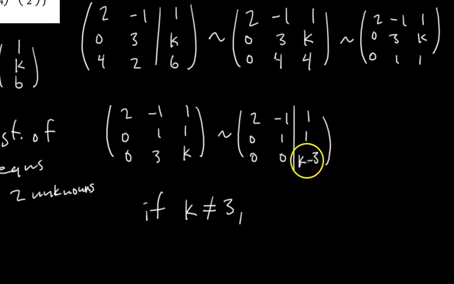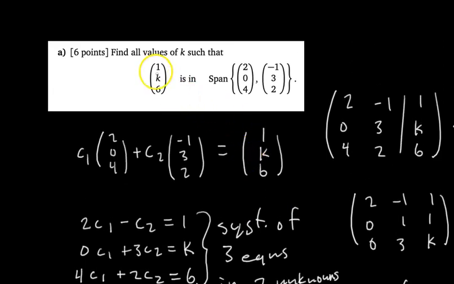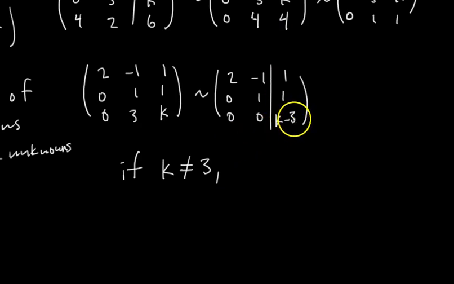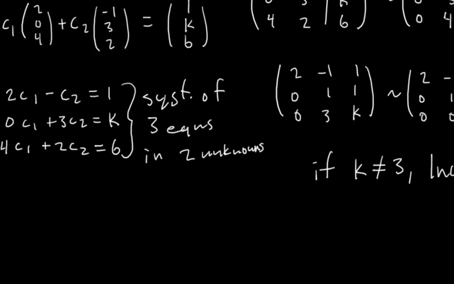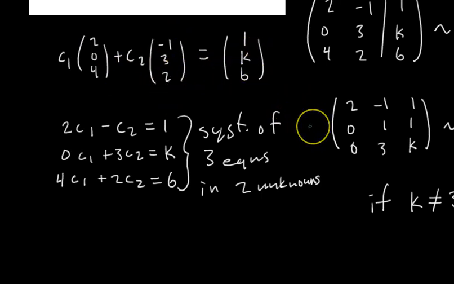And if you remember from the previous video, if we have a pivot in the augmented column, the system's inconsistent. But we want the system to be consistent. We want this to be in the span of these two vectors. We want to be able to pick a c1 and c2 that satisfies this equation. So if k doesn't equal 3, then we get a pivot in the augmented column, so we get inconsistent. If we have an inconsistent system, that means this vector equation will never be true, which means you can't write this as a linear combination of these two vectors, which means it's not in the span of those two vectors.